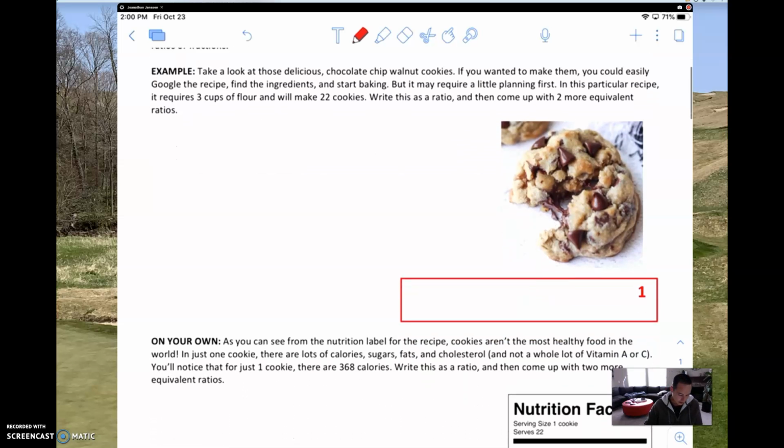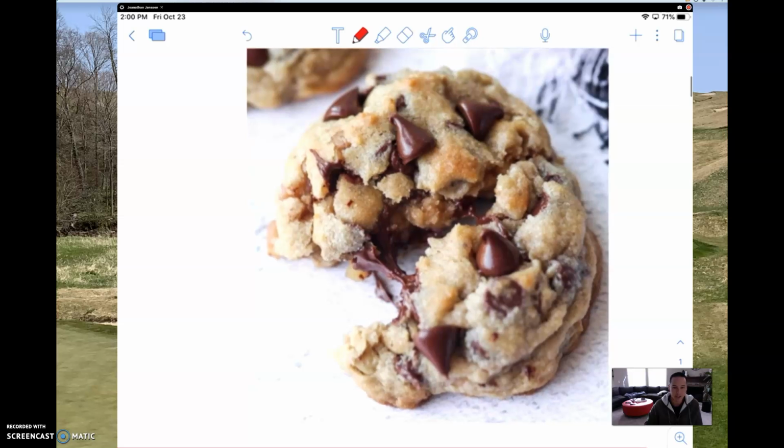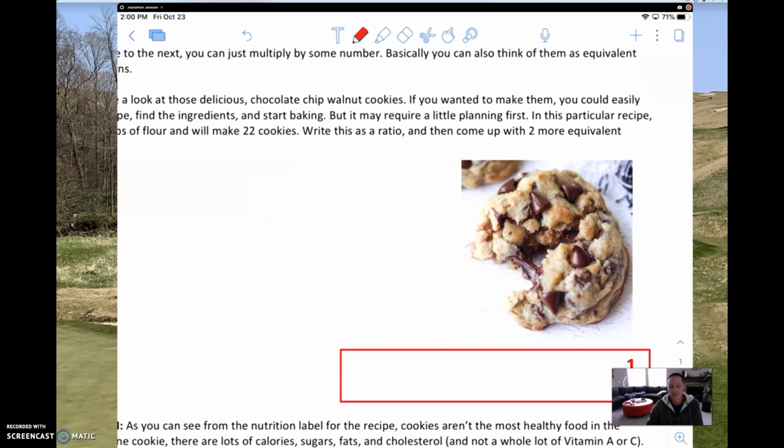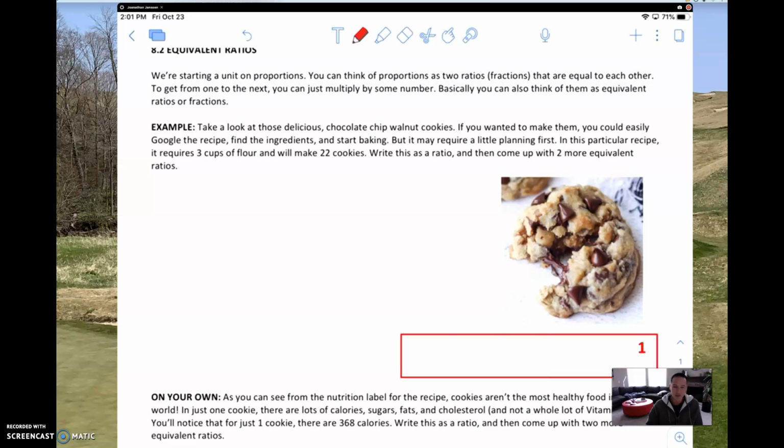So if you look down below, I'm going to zoom in here so you can get all the texture of that cookie. You got this nice ooey gooey cookie, and it's a chocolate chip walnut cookie. If you're allergic to nuts, maybe you shouldn't have the walnuts, but if you're allergic to dairy, maybe you shouldn't have these chocolate chips either. But if you aren't allergic to it, they taste delicious. If you wanted to make them, you can Google the recipe. I can share it for you if you want. Even I was able to make these. You can find the ingredients and you can start baking.